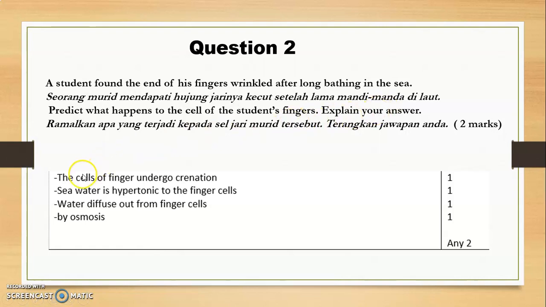So what is the answer? What happened to the cell? The cells of the finger undergo crenation. Seawater is hypertonic to the finger cells. Water diffuses out from the finger cells by osmosis. So you will get 2 marks. Okay, that's all for question 2.